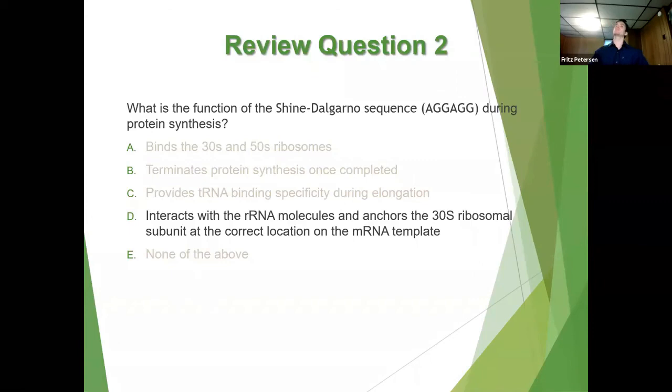Okay, and here the correct answer is that it interacts with the rRNA molecule and anchors the 30S ribosomal subunit at the correct location. Remember, it played a role in forming that initiation complex where it essentially gave the 30S ribosome instructions as to where it should be starting on the mRNA.